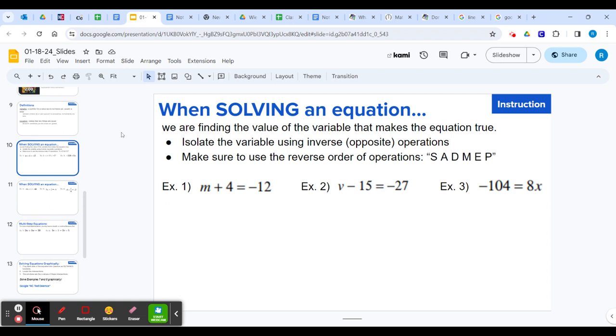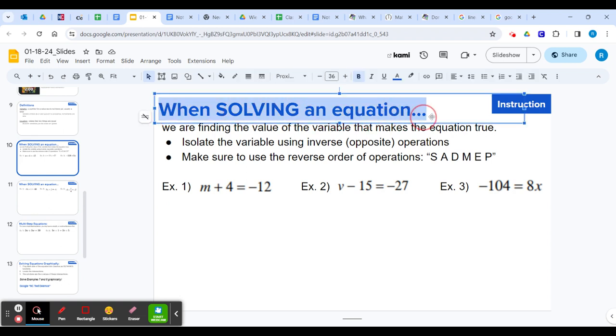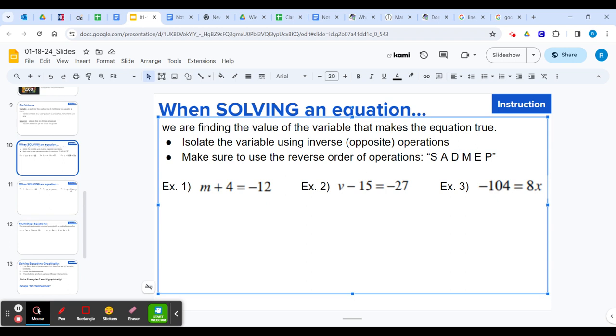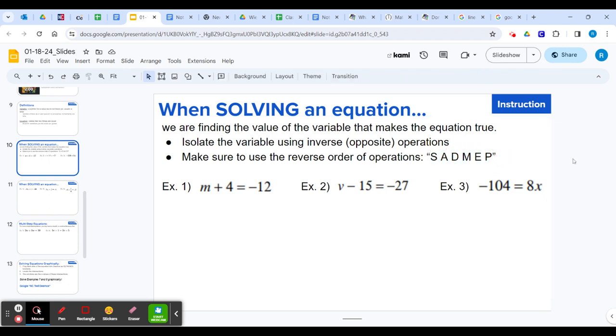Once you get these definitions down, let's talk about how they're going to be used today. When we are asked to solve an equation, which you've been asked to do a billion times already in your math career, we're going to find the value of the variable that makes the equation true. We do this by isolating the variable using inverse operations. And when we do these, we want to follow the reverse order that we normally do. Usually we see PEMDAS, P-E-M-D-A-S. We're going to work in that reverse order, so S-A-D-M-E-P.